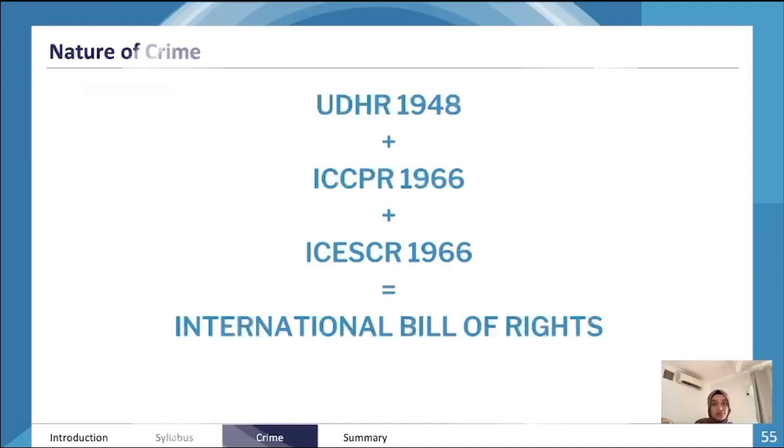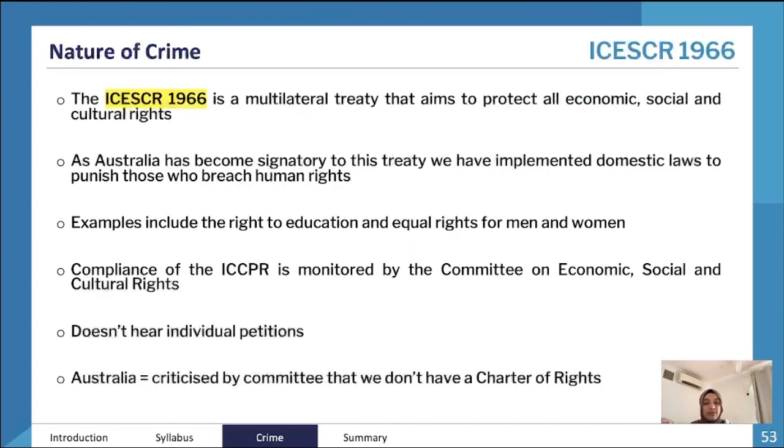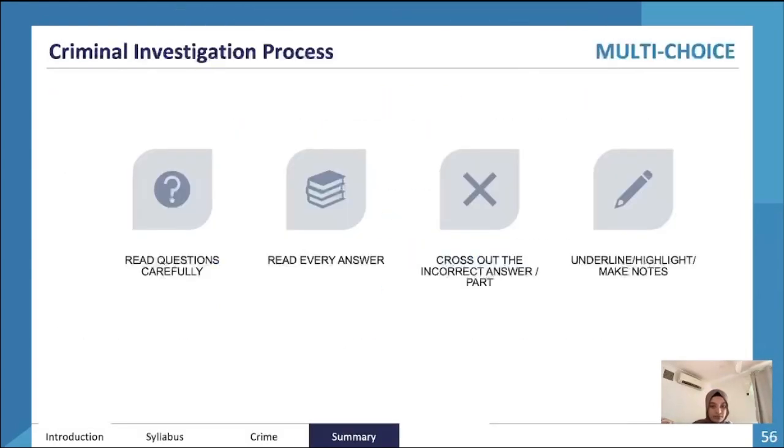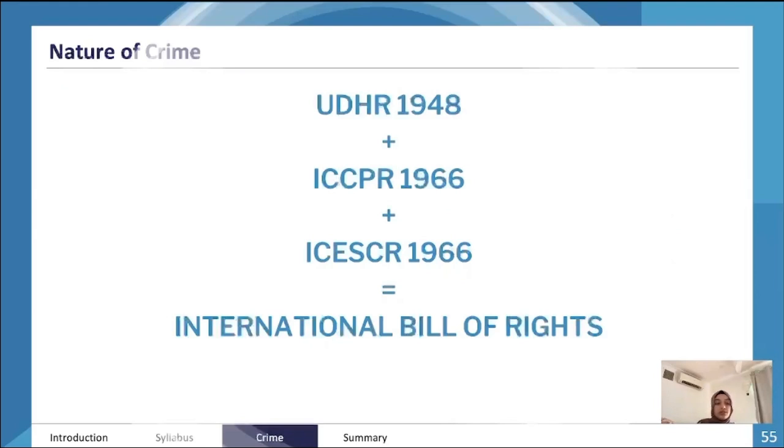So we went through the three main documents, so the UDHR, the ICCPR, and the ICESCR. So we have an international Bill of Rights. So that's basically our Bill of Rights, but we don't have a Charter of Rights. So that sort of concludes the human rights section of the syllabus for today.